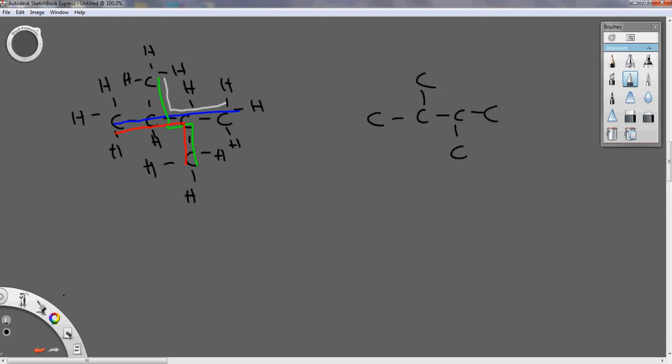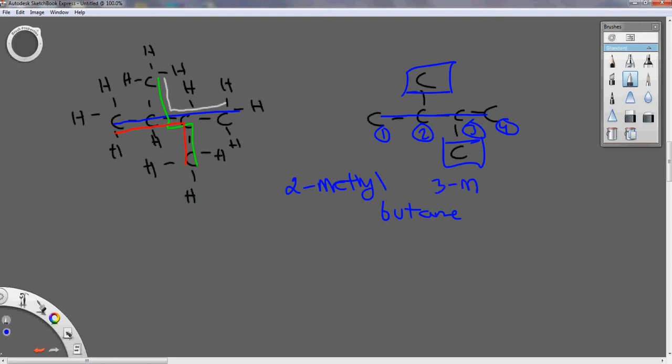Alright, so let's say we just did the blue path. Let's count. Alrighty, so we counted 4 carbons. We know this is going to end in butane. We see that we have a branch off the number 2 and off the number 3. So we have a 2-methyl and a 3-methyl. So these two can combine and be called 2, 3, I hope there's space, dimethyl.